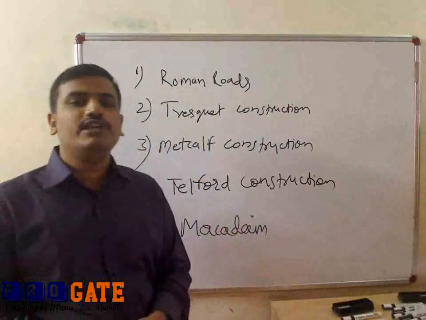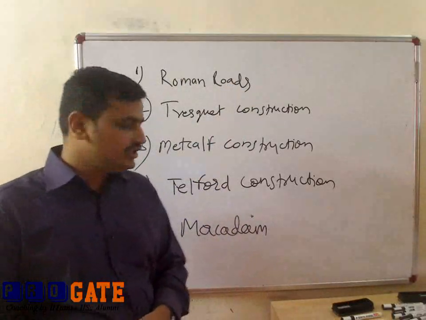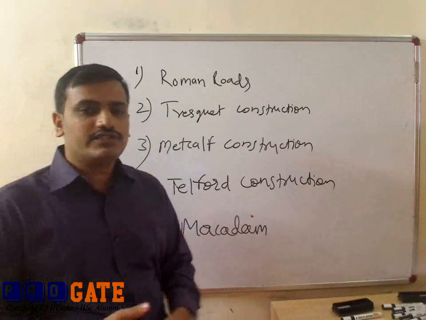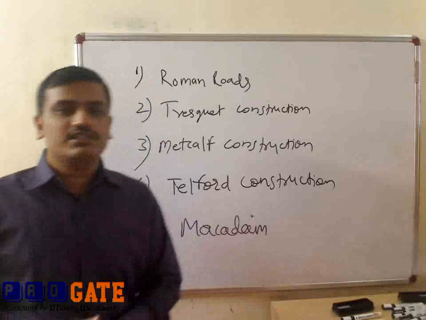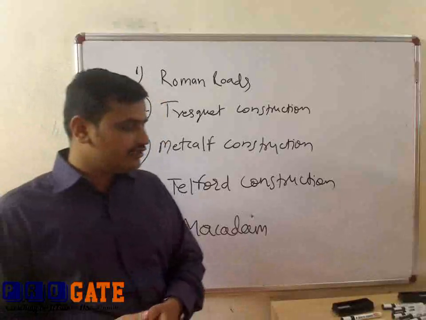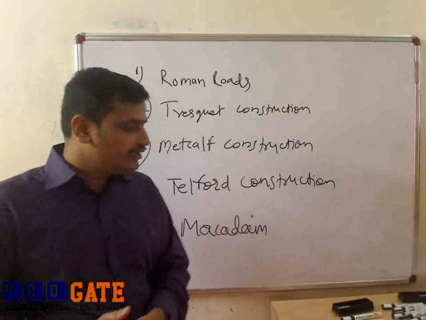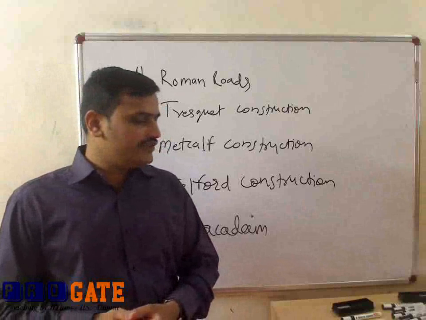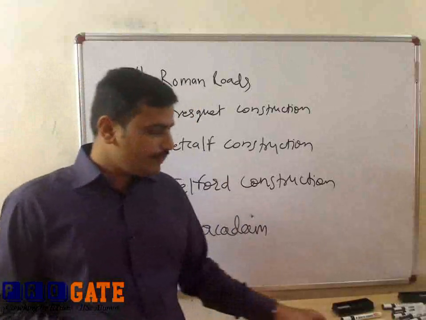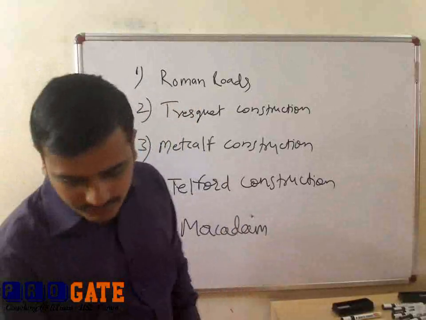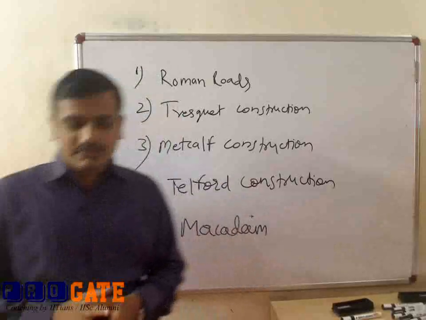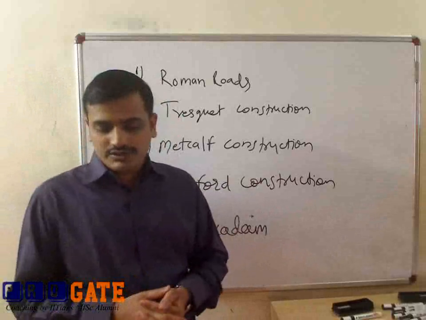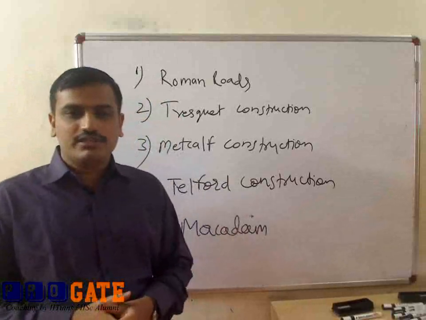The first development in highway engineering is the Roman roads, which lasted for 2000 years. Then the Tresaguet constructions, which evolved from 1716 to 1796. Then the Telford constructions, which lasted from 1757 to 1834. Telford construction basically covers the slopes, cross slopes, and camber.